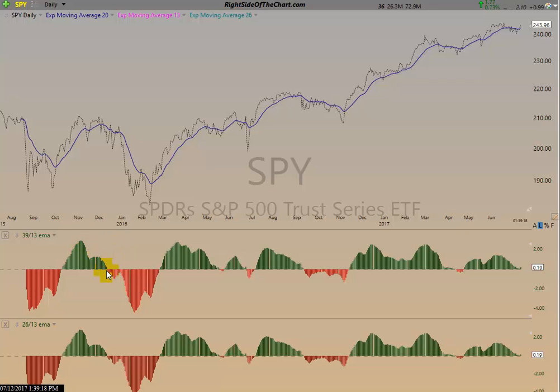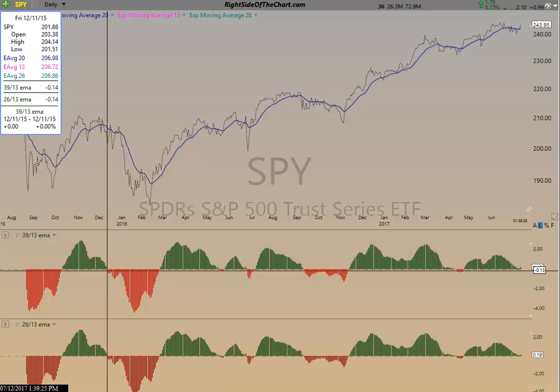You could have seen it here. Here's a good example where you could see the pairs were pinching, they were losing momentum, the market was losing momentum, and then you had your crossover right there. So you could have almost anticipated that crossover.